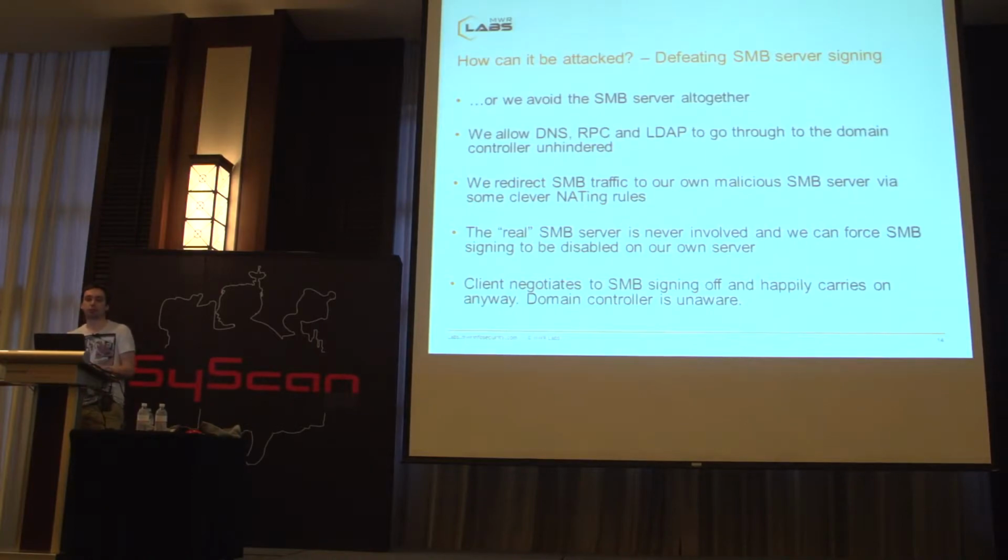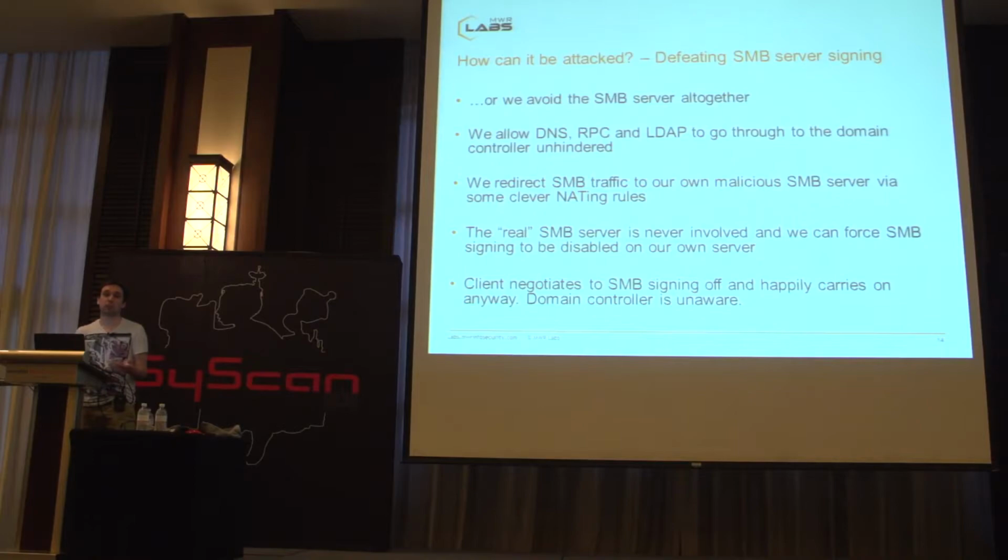And by doing that, the real SMB server, so to speak, is never actually involved. And so we can force SMB signing to be disabled. The client's not going to care. The client's going to carry on connecting and grab the settings. And because the real server's not involved, there's no termination of the connection going on.